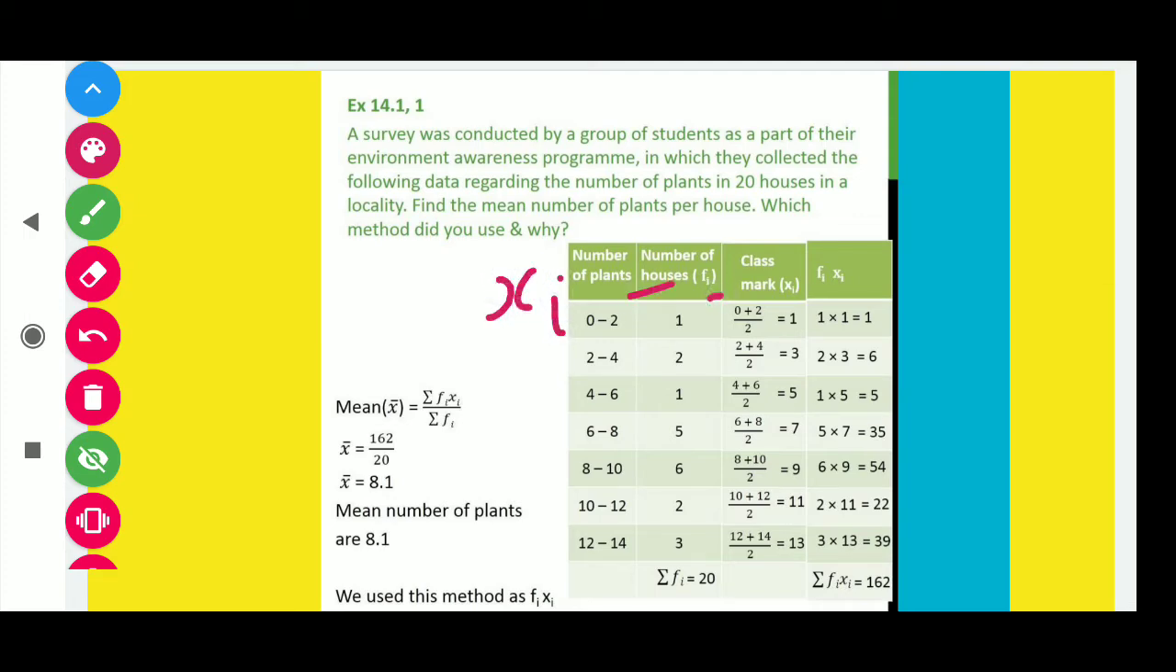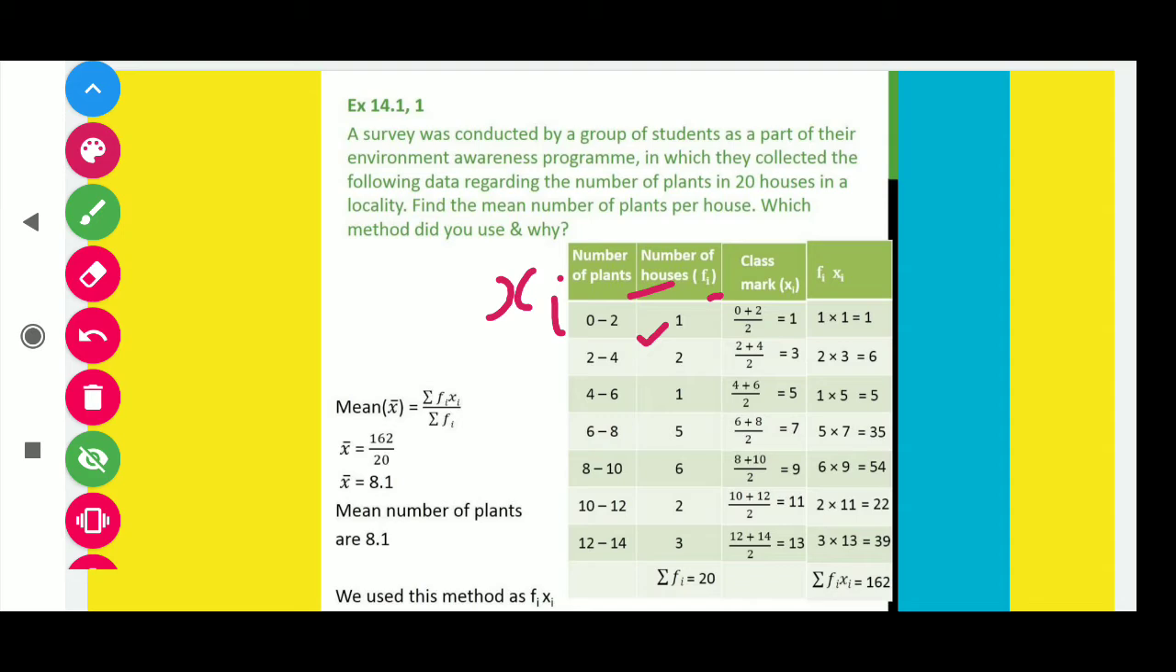are the frequency. Students, frequency का मतलब क्या होता है? आप कोई भी काम रिपीटेडली कर रहे हो और वो आप कितना टाइम उसे रिपीट कर रहे हो, that is called the frequency. So here 0 to 2 number of houses कितने हैं? 1. Similarly you can see the next intervals. So first find fi xi.